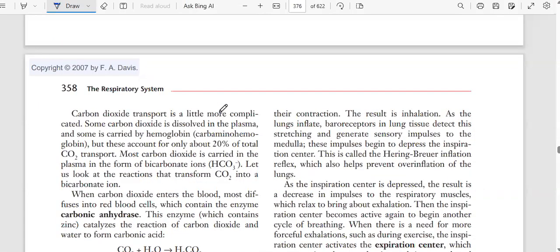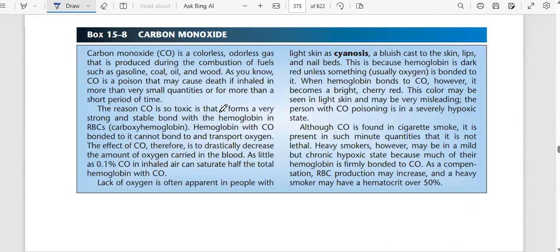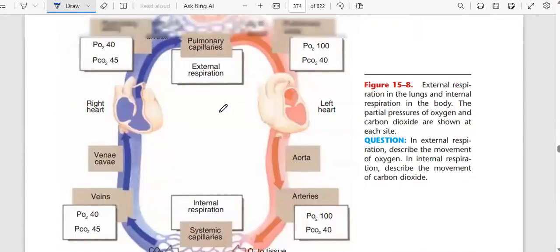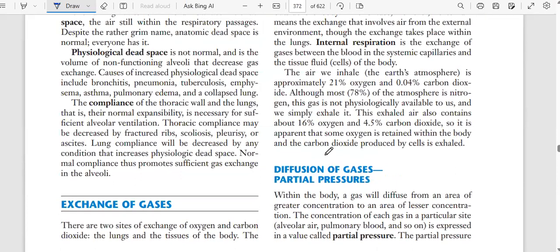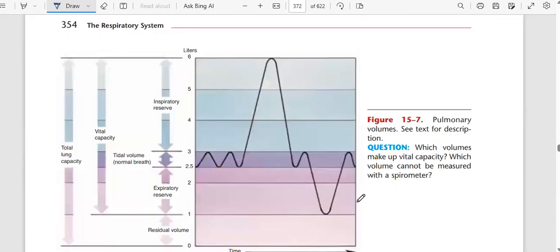So basically, we started the respiratory system. Yesterday, we talked about inhalation, exhalation, transport of gases in the blood, how it occurs, and exchange of gases. Everything we discussed yesterday.